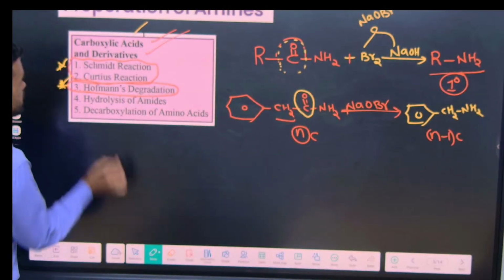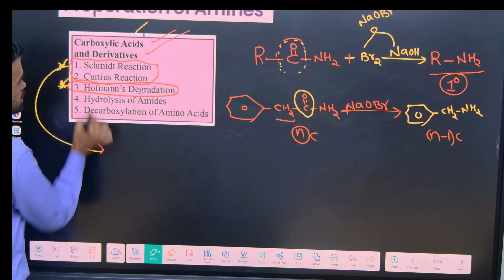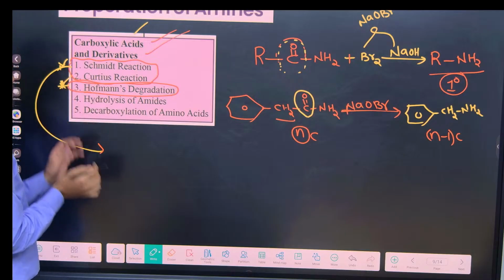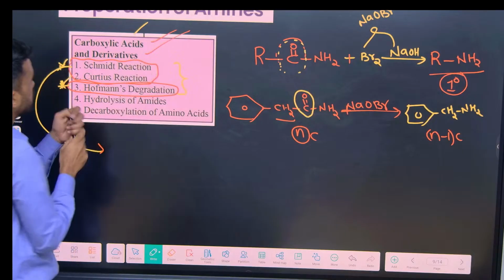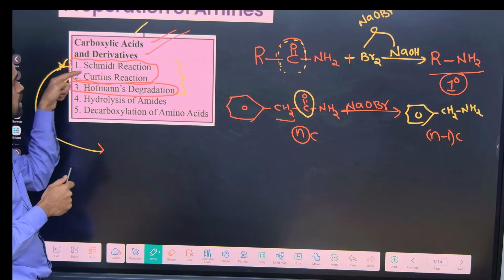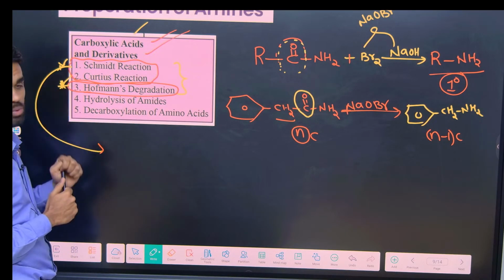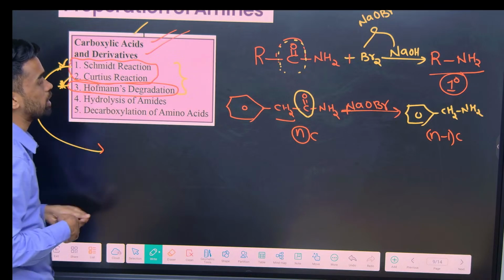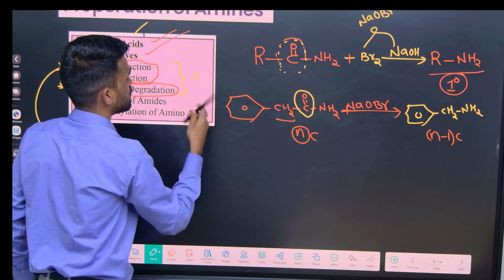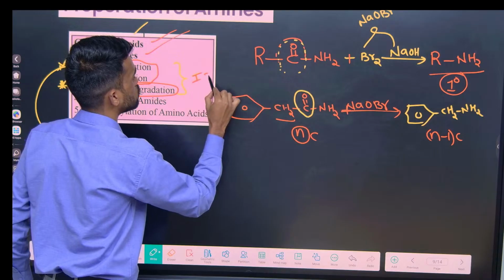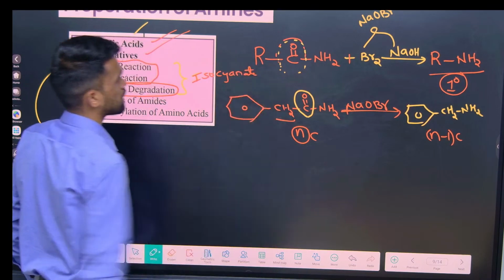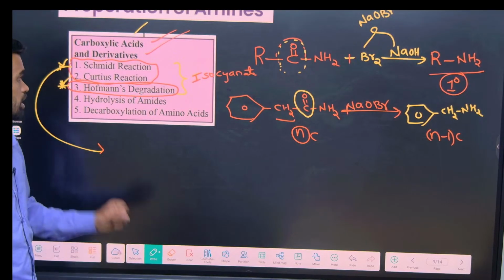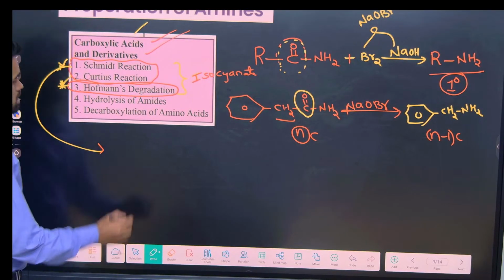In Schmidt reaction, these are three important named reactions. The product formed and the mechanism involved are the same in these first three reactions: Schmidt, Curtius and Hoffman bromide degradation. In all these reactions, the intermediate formed is alkyl isocyanate. Now just listen here.